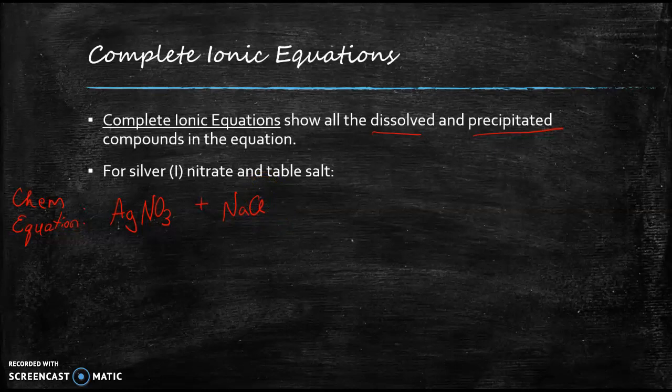Now that we have our compounds identified, we need to note if they are soluble or insoluble. By looking at our solubility rules, we know that silver nitrate will create a soluble compound, and sodium chloride will create a soluble compound. Therefore, they are both given that subscript AQ to denote that they are an aqueous solution.